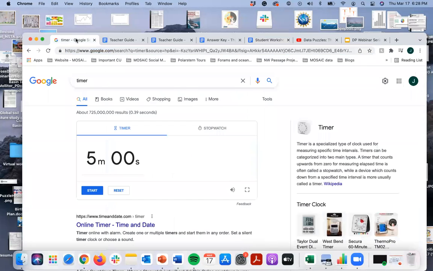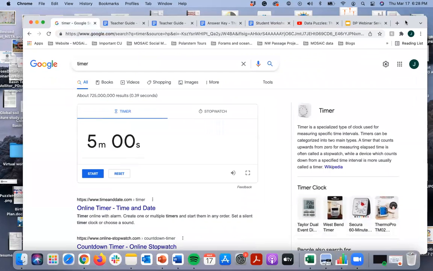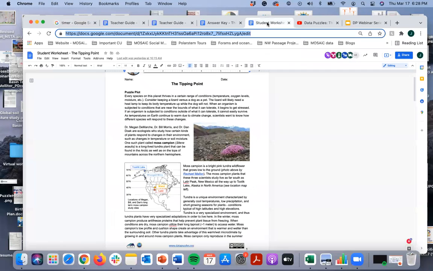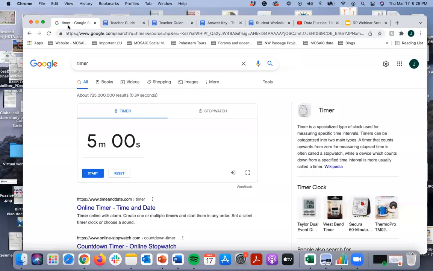So I'm going to open this window up here. I'm going to start a 5-minute timer, and your job in the next 5 minutes is to read this puzzle plot text included in the student worksheet. We'll see you in 5.